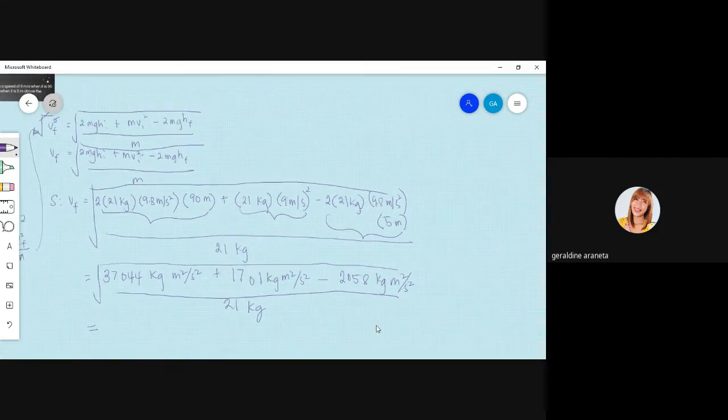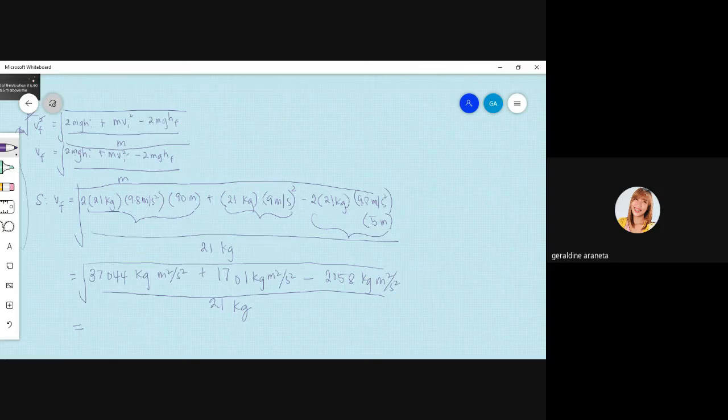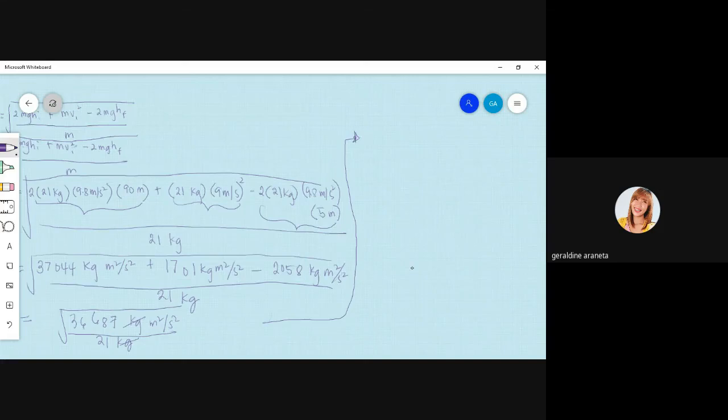I'll move this para may space. Add natin tong tatlo sa itaas. 37,044 plus 1701 minus 2058 kilogram meter squared over second squared. We get 36,687 kilogram meter squared over second squared over 21 kilograms. So that is square root. Cancel natin si kilograms. Then simplify. This will become square root of 36,687 meters squared over second squared divided by 21.